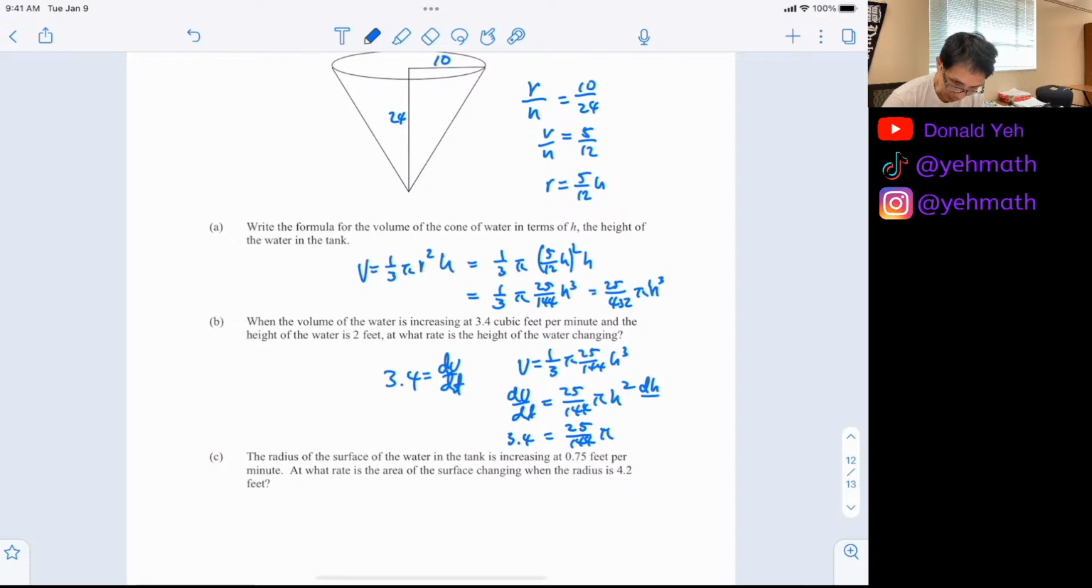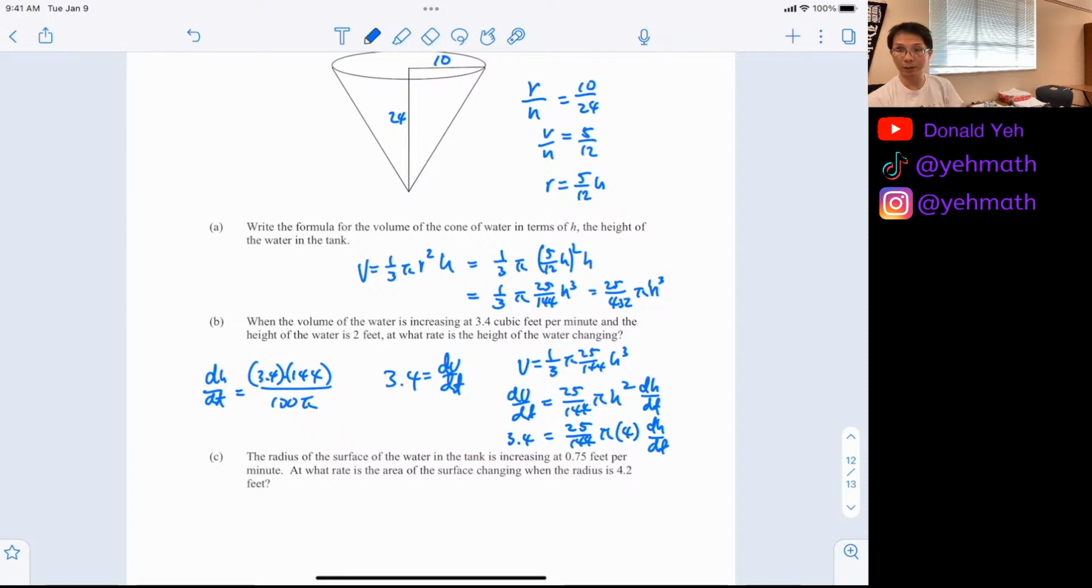I'm sorry, there's a dh/dt as well. The h squared is going to be for dh/dt. And you just flip everything over. I don't know how the evaluation of this works, but I'm just going to write it down: dh/dt is equal to 3.4 times 144 over 100 pi. I think that's dh/dt, how fast the water level is changing.